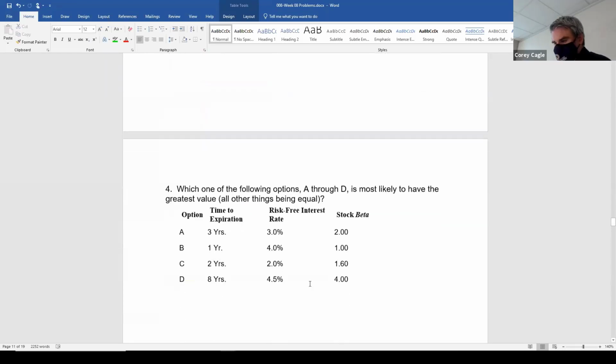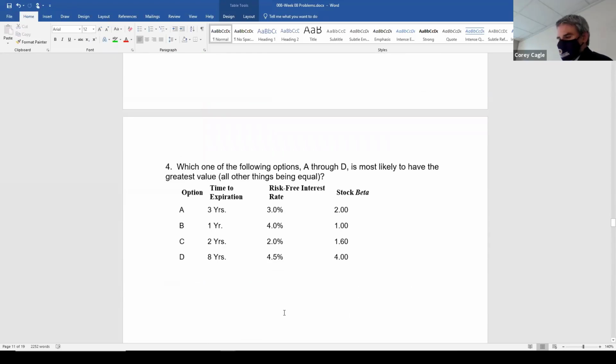This is a good question here. I like the way they did this one. Which of the following options is most likely to have the greatest value, leaving everything else other than those three things equal? So time to expiration. The longer the time, the more valuable, right? So we've got our eye on D here.